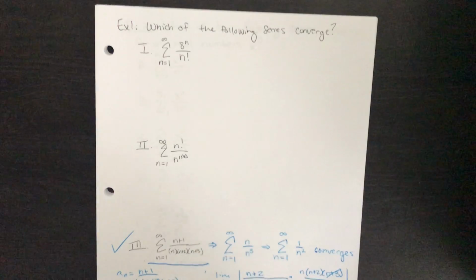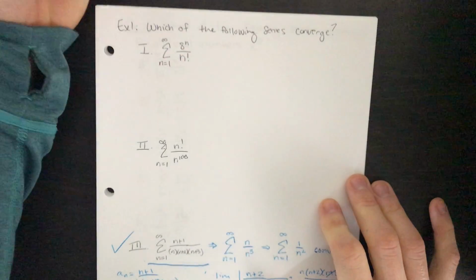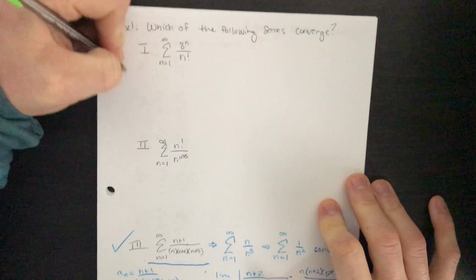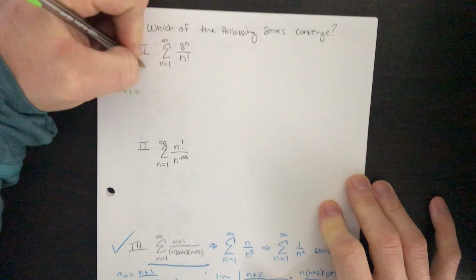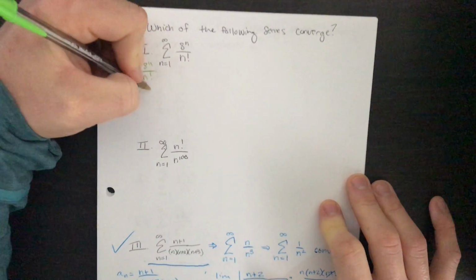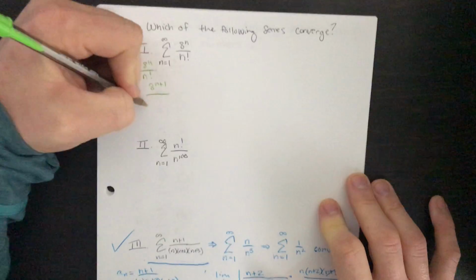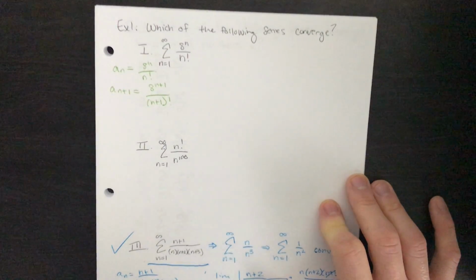I'm going to do number 1. The sum from 1 to infinity of 8 to the n over n factorial. I'm going to pull out a sub n and a sub n plus 1 again. 8 to the n over n factorial, that's my a sub n. 8 to the n plus 1 over n plus 1 factorial. So this one's going to be really nice to work with.